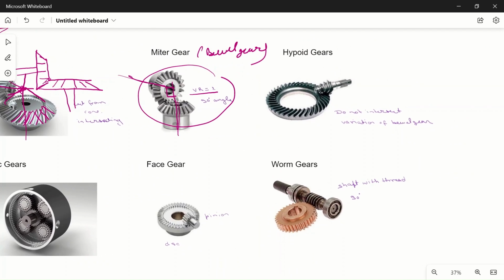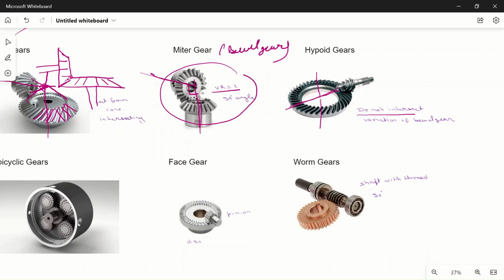Another one is hypoid gear. What is hypoid gear? Hypoid gear is a type of gear. You can see this is similar to the bevel gear, but the only difference is that these two shafts never intersect each other. They are skewed in space. We cannot draw a 3D diagram here, so you cannot understand. So it is a type of bevel gear, but the only difference is that they do not intersect. Okay, and they can also transfer power at some angles.